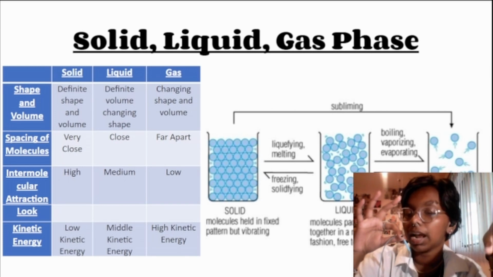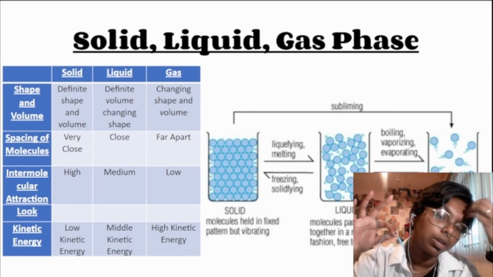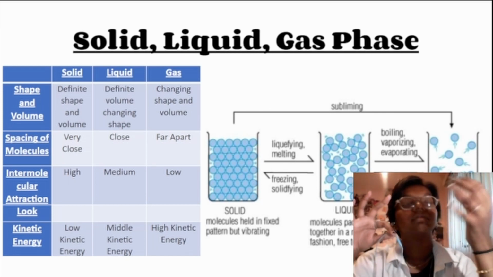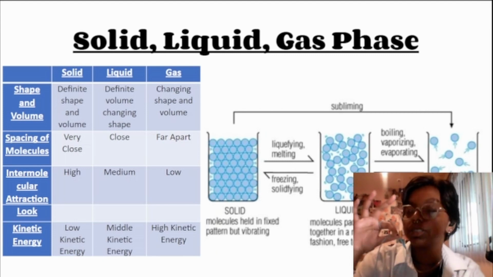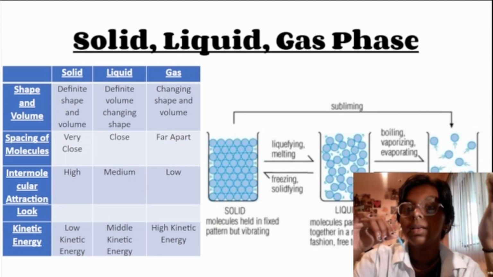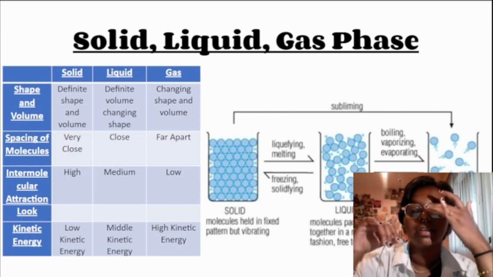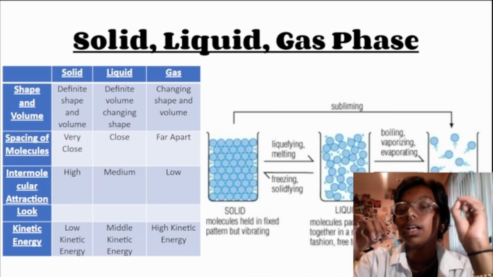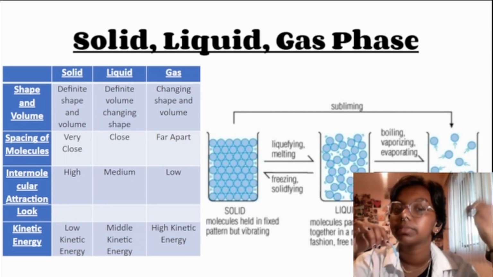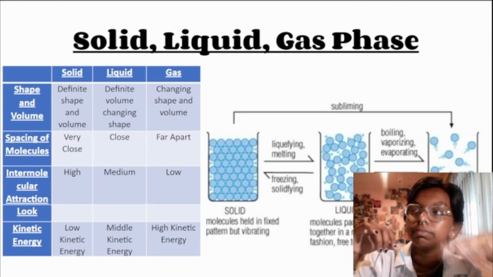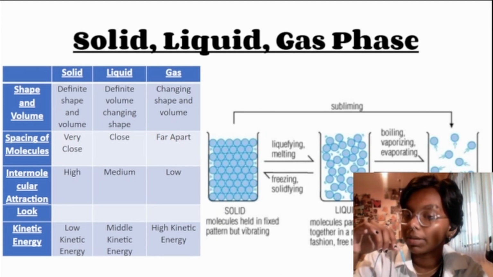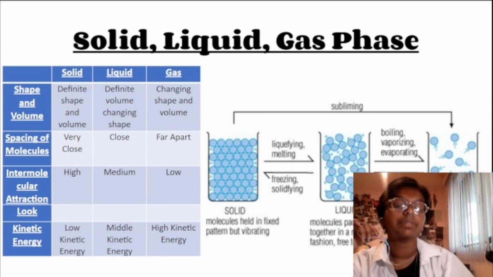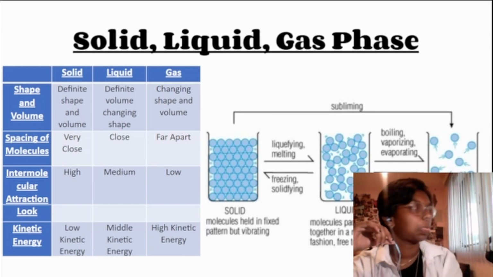And then intermolecular attraction, pretty much how much the molecules are attracted to each other. Solids have a very high intermolecular attraction because they're so close together. Liquids have a medium, and gases have low. And the kinetic energy is kind of like temperature. Solids have very low kinetic energy; they don't move a lot. Liquids have a medium kinetic energy, and gas has the highest kinetic energy. Or I guess it would be plasma, but that's not important.